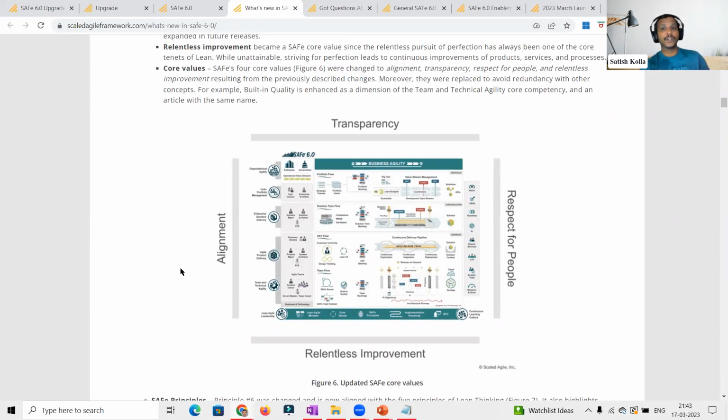Built-in quality is already one of the components of the framework. That's the reason it is explicitly taken out. Program execution is explicitly mentioned because it is a core intention of the implementation. That's the reason program execution is also taken out from the core values, and respect for people and relentless improvement are placed within the core values.